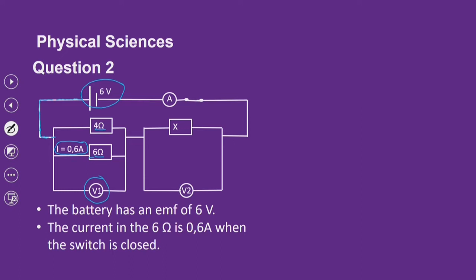There is V1, and if we have a close look, you'll see that V1 is measuring the potential difference across the parallel combination. So we can also refer to it as V parallel. The current continues and passes through an unknown resistor X, and V2 is taking the potential difference across resistor X, and our current continues through our closed circuit, and there in series we find our ammeter.